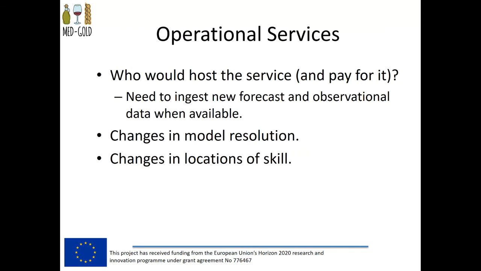And then there's the other issue of, once it is operational, who's going to host it and who's going to pay for it? Because there will be overhead, a physical server will have to be operated. That will need technical support to keep it up and running. It will need software, of course, to ingest new seasonal and observational data when they become available.